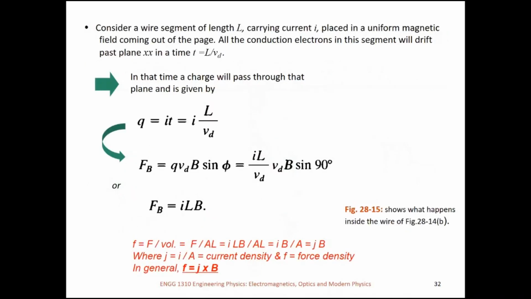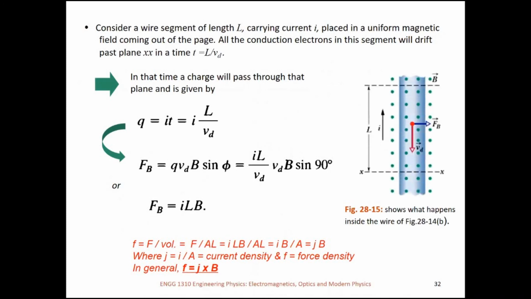Well, we can make a derivation of how much force we will have on the current carrying wires. Consider a wire segment of length L carrying current I, placed in a uniform magnetic field coming out of the page. All the conduction electrons in this segment will drift past the plane XX in a time t equals L over v_d.